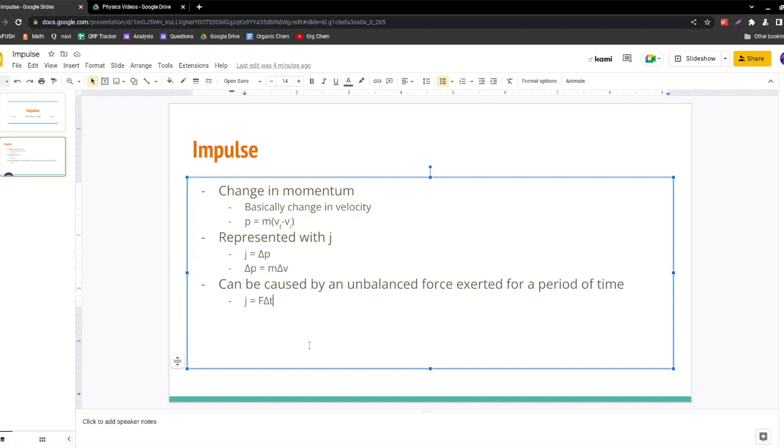But I think that's pretty much it for impulse. And we'll be doing practice problems for this kind of stuff as well. So if you don't get it conceptually at the moment, we'll go over it.